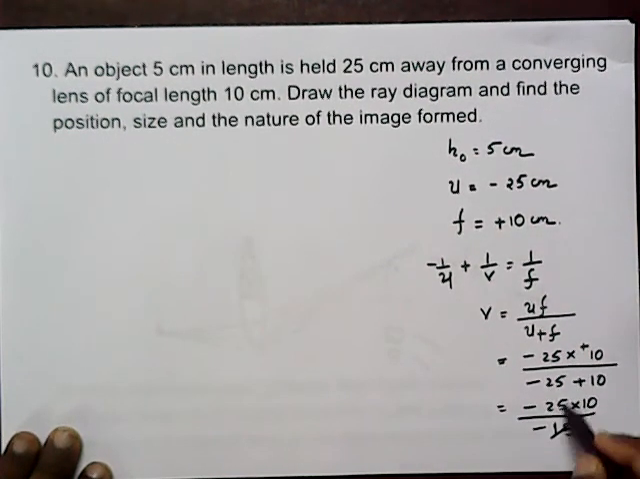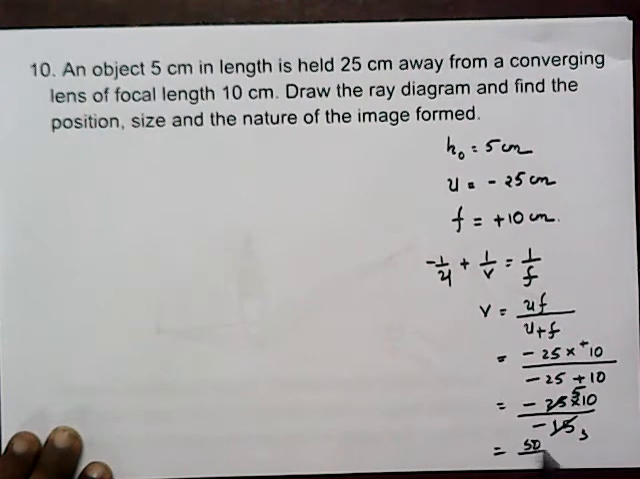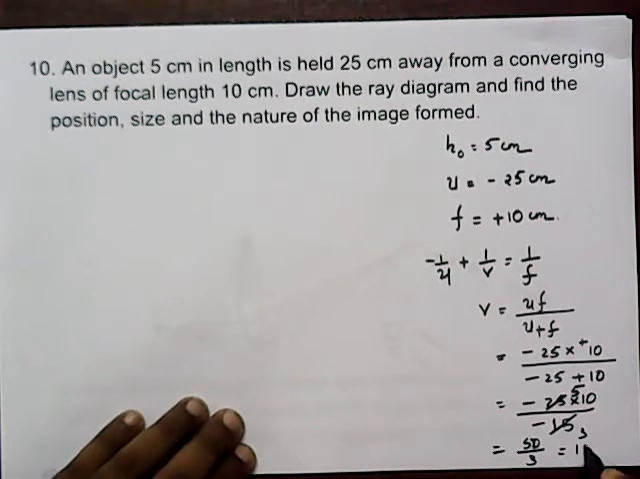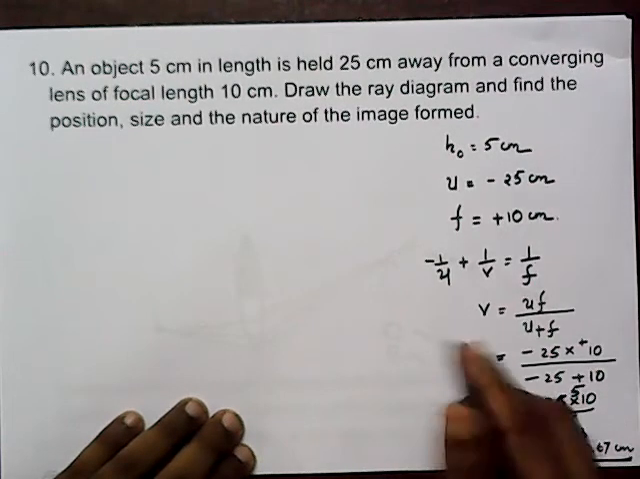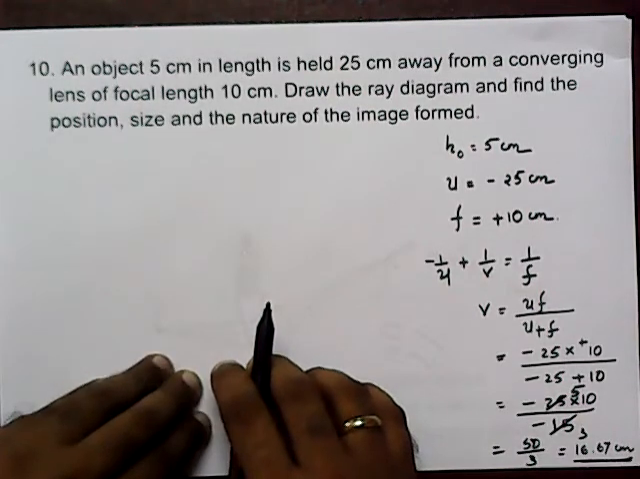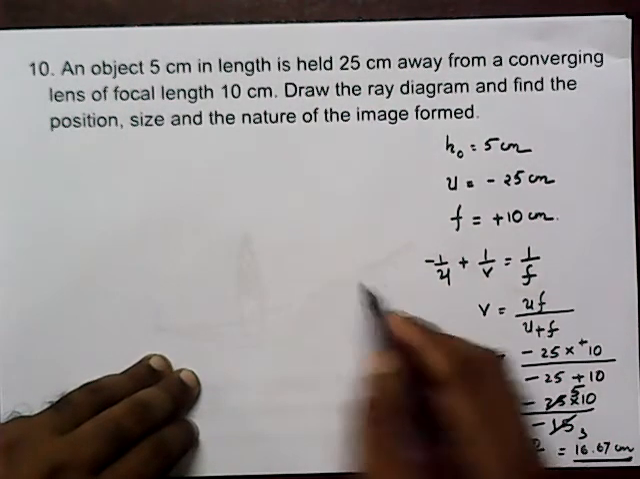So 3 times 5 times, it is 50 by 3. So we get the value of v as a positive value, 16.67 centimeter. So you get the location v, and we can find the image height.